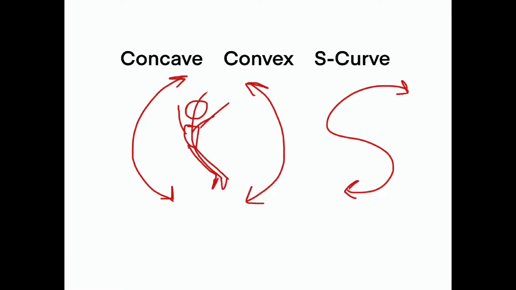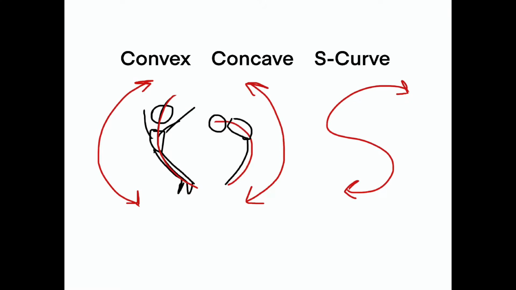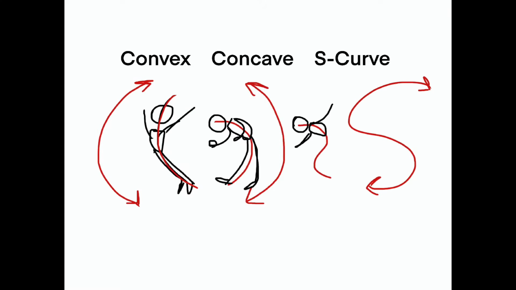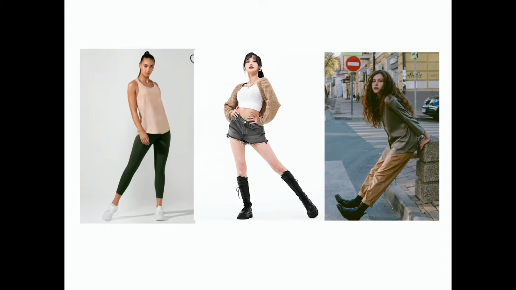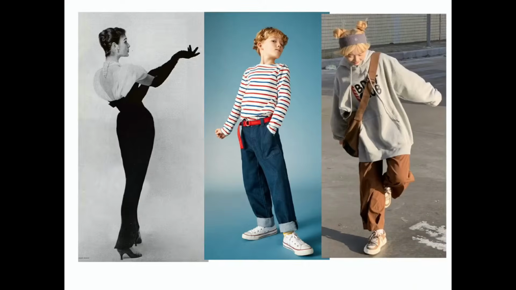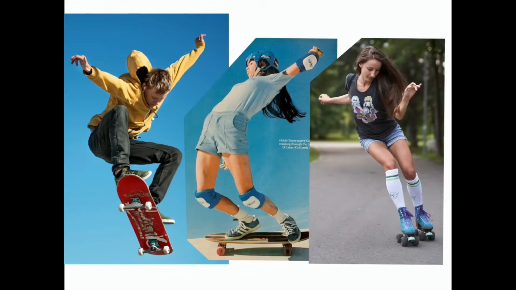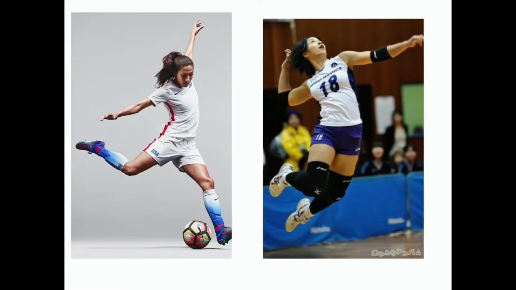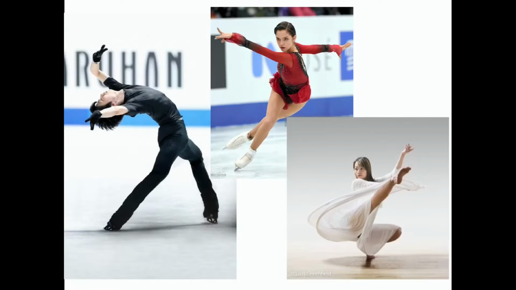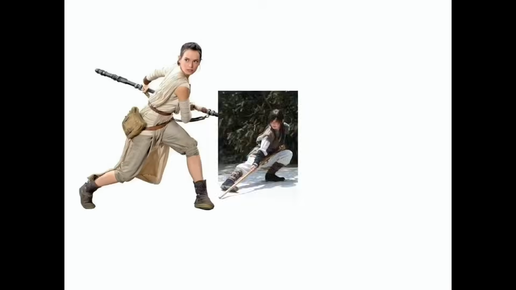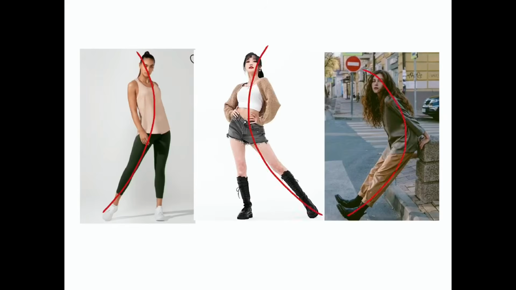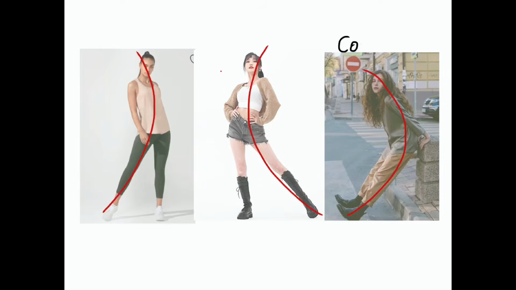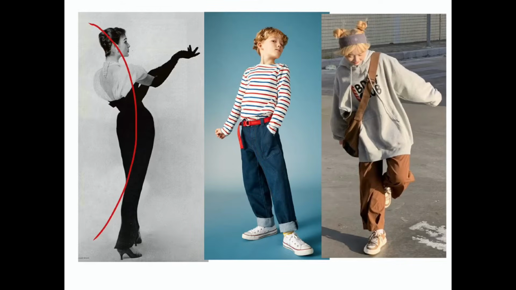A convex line of action occurs when the force or movement of the body moves away from the center mass of the subject, and a concave line of action occurs when the force and movement of the body goes inward towards the center mass of the subject. An S-curve is a combination of a convex and concave line of action where the movement goes inward and outward.